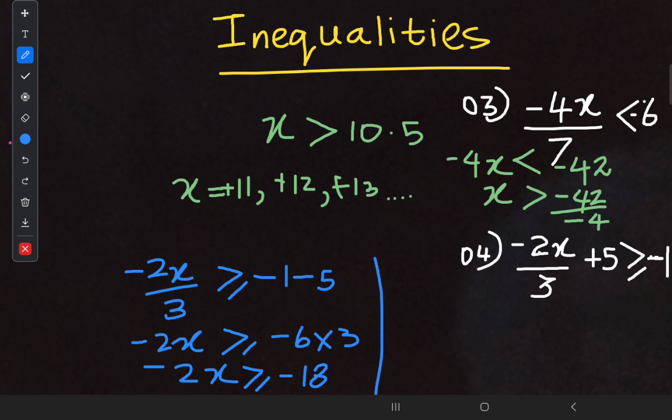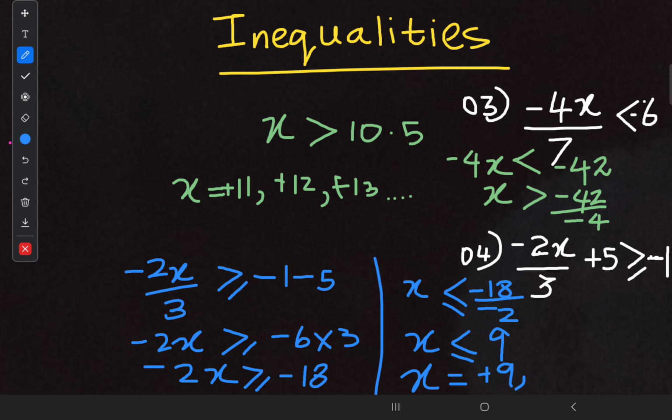Then we are using a negative number to divide now. So for x, the direction will change. So it will become less than or equal to negative 18 upon negative 2. X should be less than or equal to 9. There is an equal mark, so you have to consider positive 9 also, and the values which are less than positive 9. That means positive 8, positive 7. These are the possible x outcomes. That's all for this question.